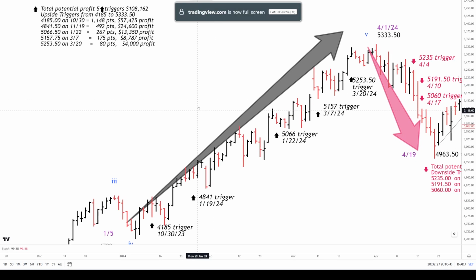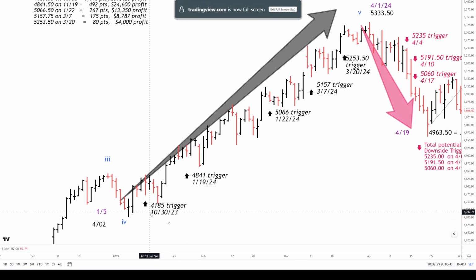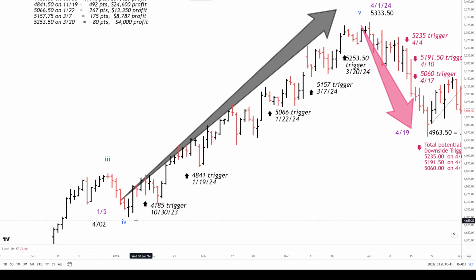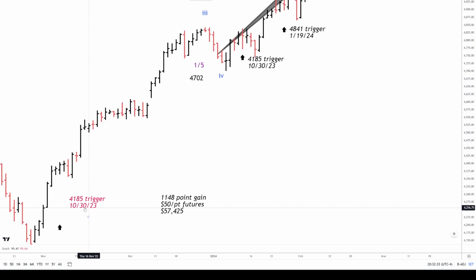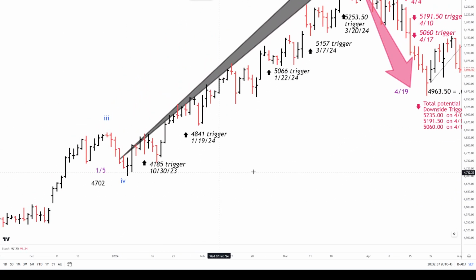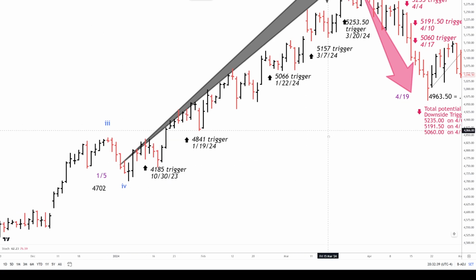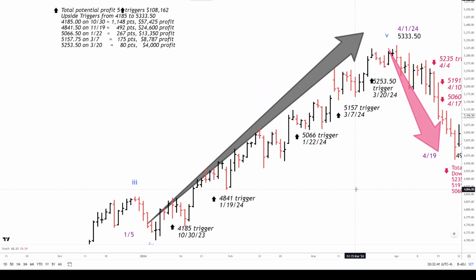Okay, I started this back in October of '23, and this isn't October, it's way back here. I can show you. There it is right there. We had that 41.85 trigger. I moved it here just so it can fit on one page. It's a lot of stuff here, a lot of information.